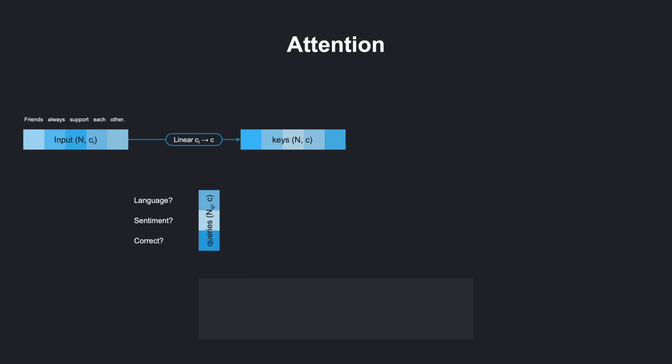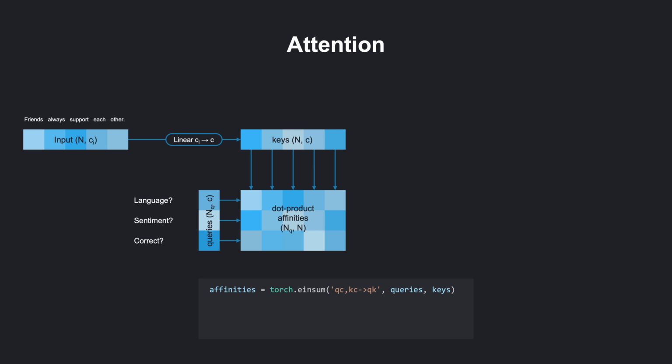To test how relevant the key is for the query, we compute the dot product of the two. We can do this efficiently using torch.einsum as shown below. The dot product gives a score of how aligned the two vectors are. If they point in the same direction, the dot product is the product of their magnitudes. If they are orthogonal, the dot product is 0, and if they point in opposite directions, the dot product is the negative product of their magnitudes.